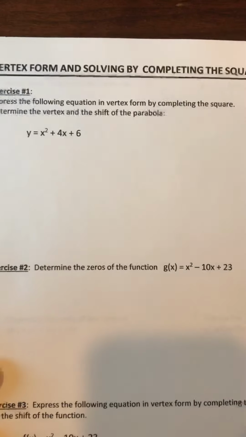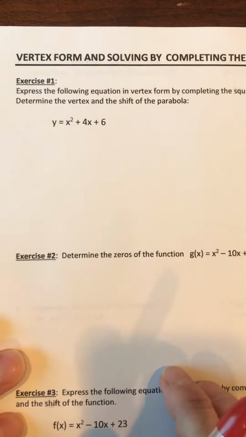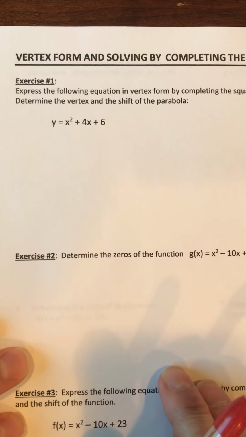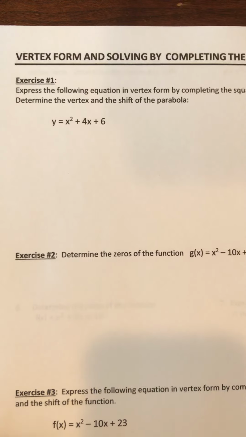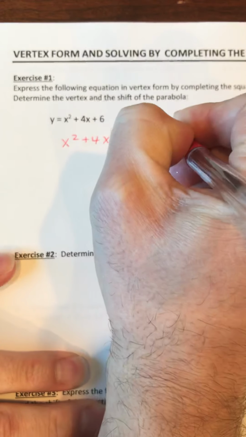All right, we're going to do some more practice of doing vertex form by completing the square and solving by completing the square. The first thing I want to do is put the y on the right side. I think it just makes it easier. So we've got x squared plus 4x plus 6 equals y.